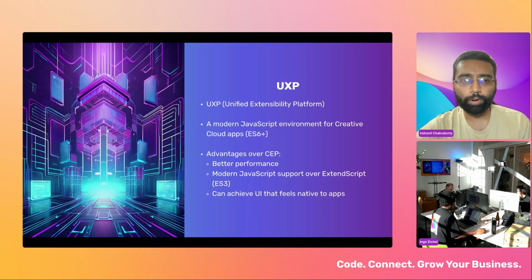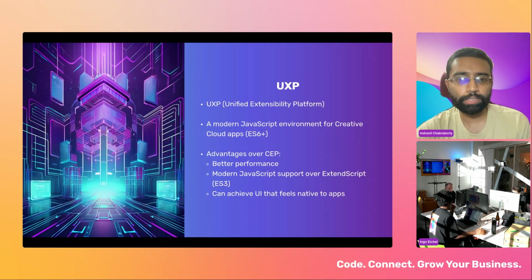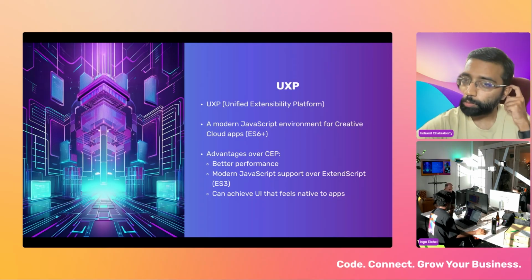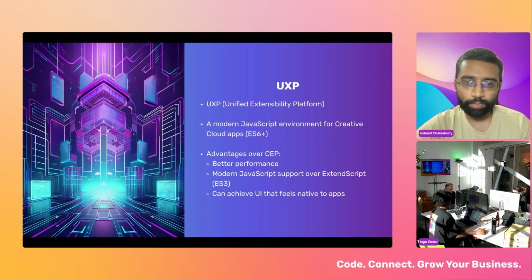Okay, so what do we move from CEP to? We move to UXP. UXP is the Unified Extensibility Platform. It's a modern JavaScript environment for Creative Cloud apps. It targets ES6+. It actually targets pretty much the latest ECMAScript standards because UXP is built over V8, the JavaScript engine that's used in Google Chrome. And as and when it adds support for the latest JavaScript features, that usually shows up in UXP.